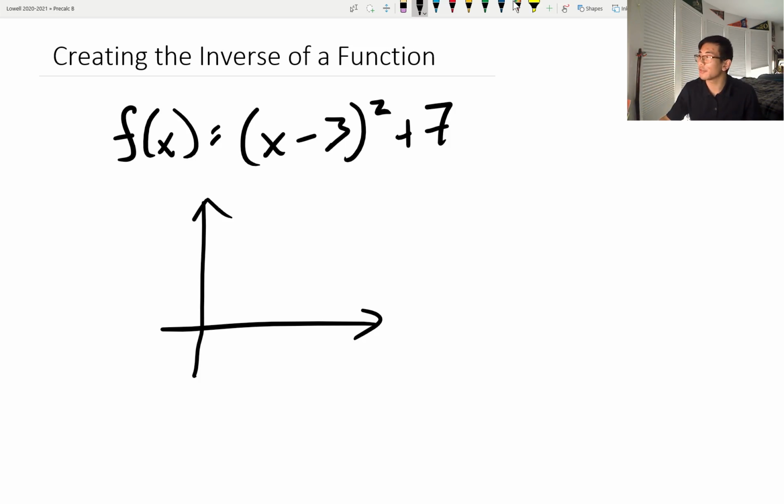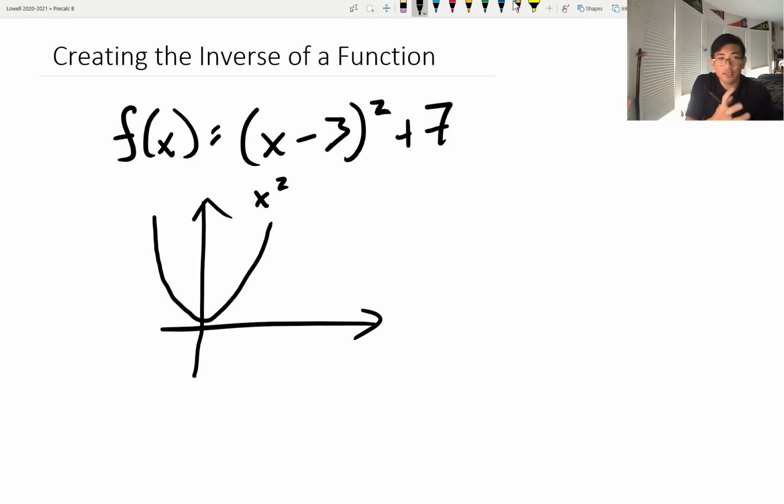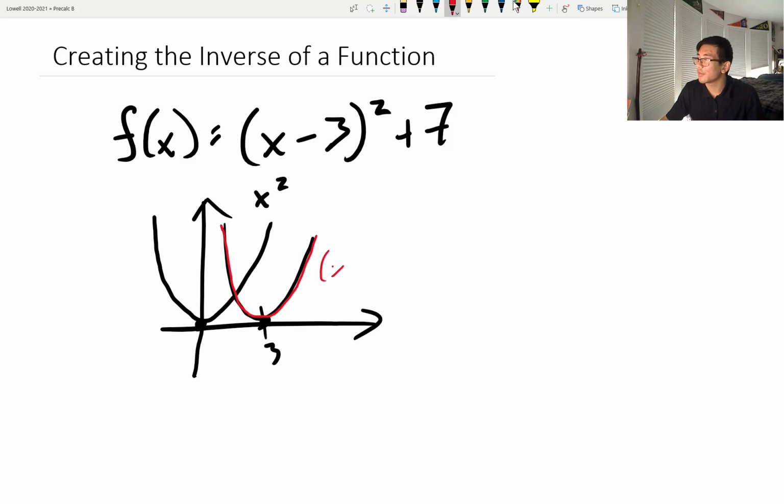So I'll start off with my parent function right here, which is the basic parabola y equals x squared. If I replace that x with x minus 3, that shifts it to the right 3 units. So if the vertex is at the origin, here the vertex is now at 3, so that'll go right here. The red one here would be (x minus 3) squared. And if I want to bump it up 7 units, I just have to add 7 to all those y values. So that'll be this green one right here, pretend.